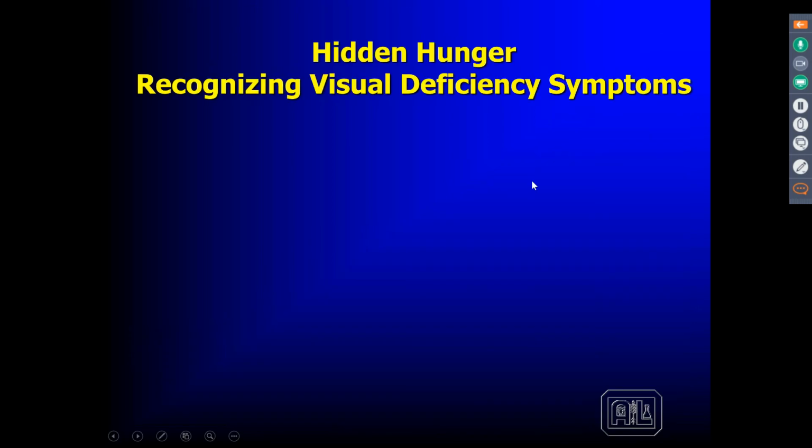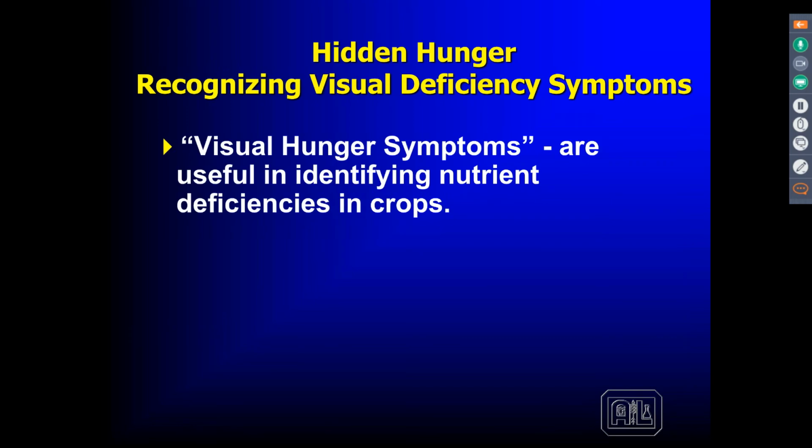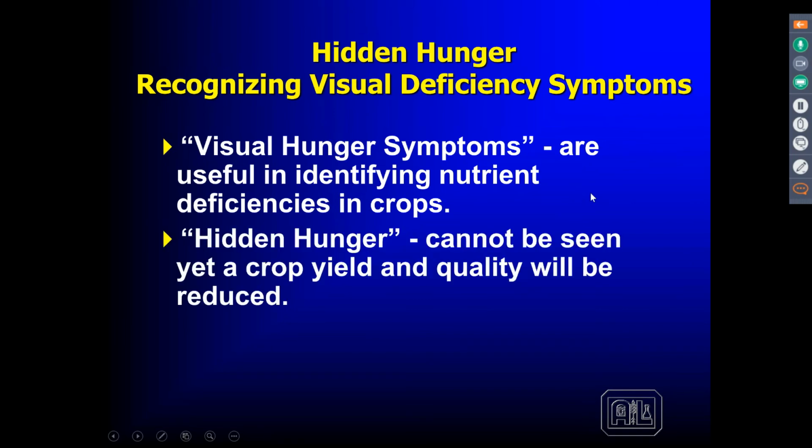So look at hidden hungers and recognizing deficiencies. First of all, the easiest one is a visual deficiency symptom, which are easy to identify in crops and oftentimes don't need a tissue analysis to identify that. Then we have our hidden hungers that we cannot see, but they're causing us yield and quality issues, and we need to be on top of that, again, with some kind of a tissue monitoring program.